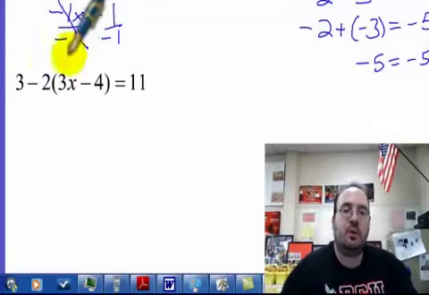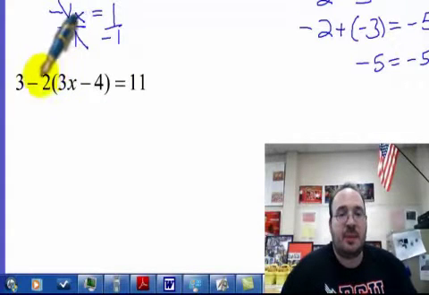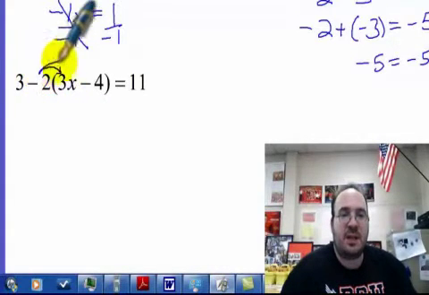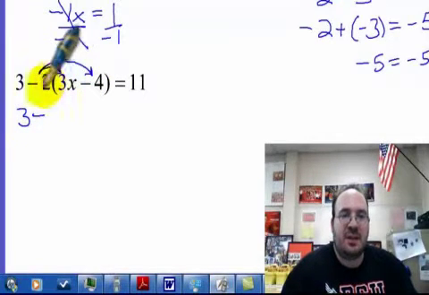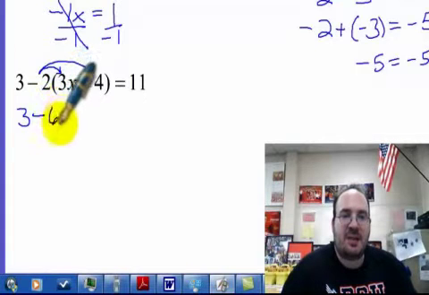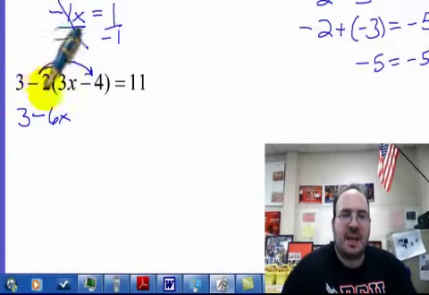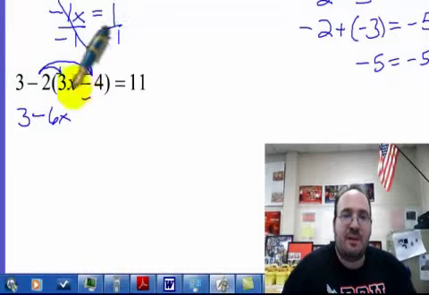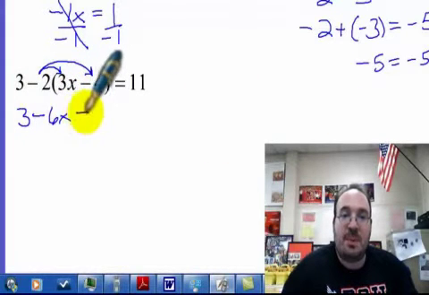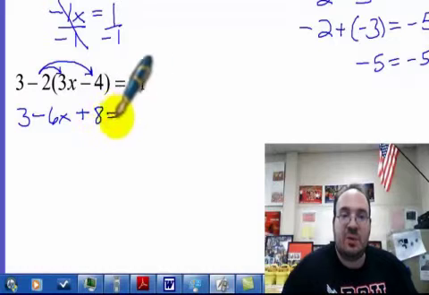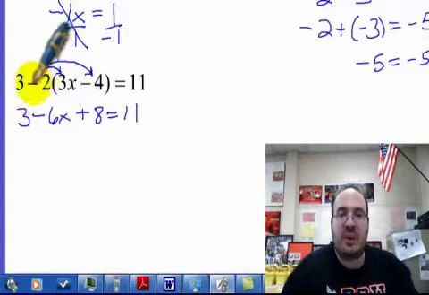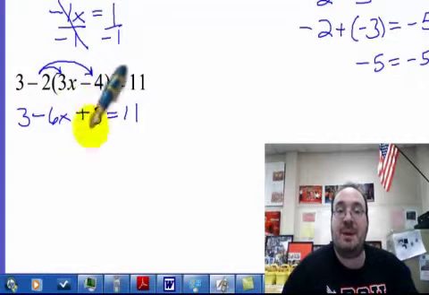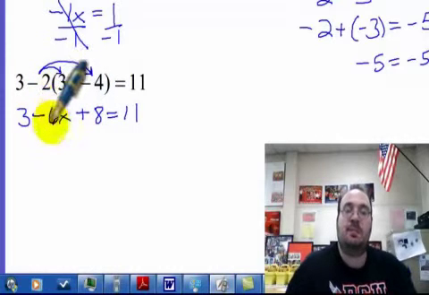Okay, let's do another one involving grouping symbols. Again, I'm going to distribute the number in front to try and get rid of the grouping symbols first. So I have 3 and then minus 2 times 3x, I get 6x. And negative 2 times negative 4 is going to be a positive 8 equals 11. Be very careful. Bring this negative along with the 2. Negative 2 times 3x gave me negative 6x. Negative 2 times negative 4 gave me positive 8. So bring the negative along.